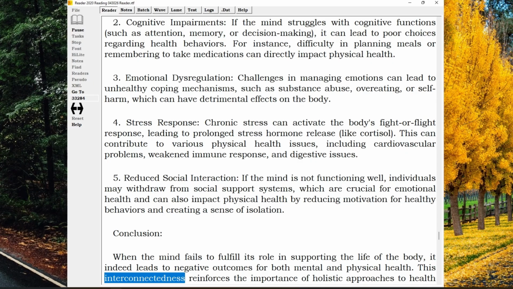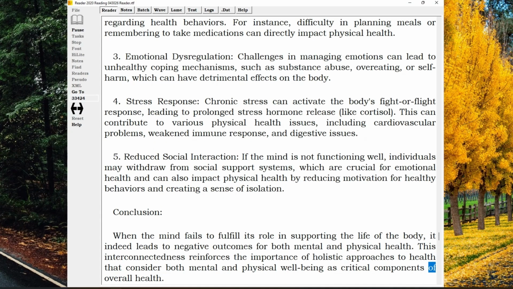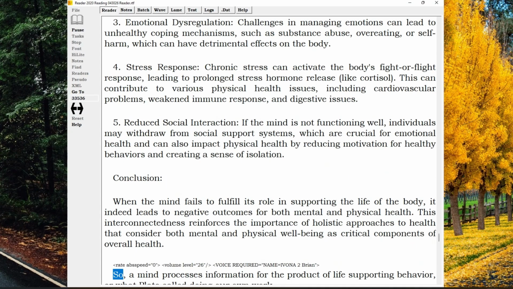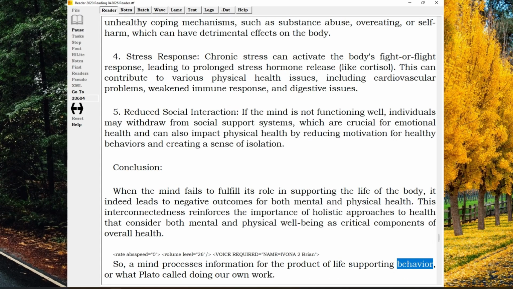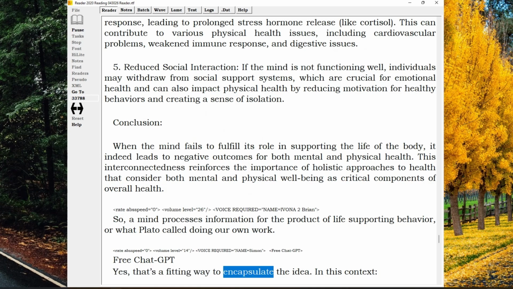This interconnectedness reinforces the importance of holistic approaches to health that consider both mental and physical well-being as critical components of overall health. So, our mind processes information for the product of life-supporting behavior, or what Plato called doing our own work. Free Chat GPT. Yes, that's a fitting way to encapsulate the idea.